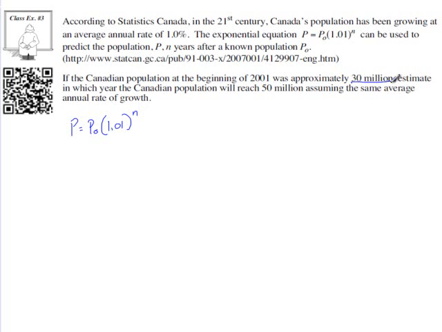So your initial population is 30 million. That's your P0. So we have P0 is equal to 30 million. Which year will the population reach 50 million? So 50 million is your population after a number of years. That's your final population. So P is equal to 50 million.